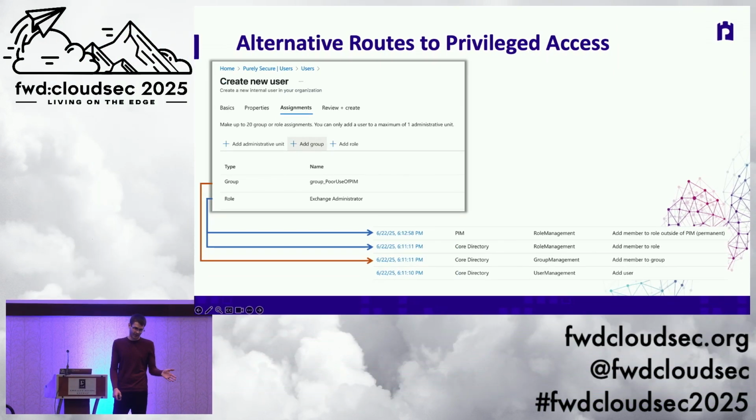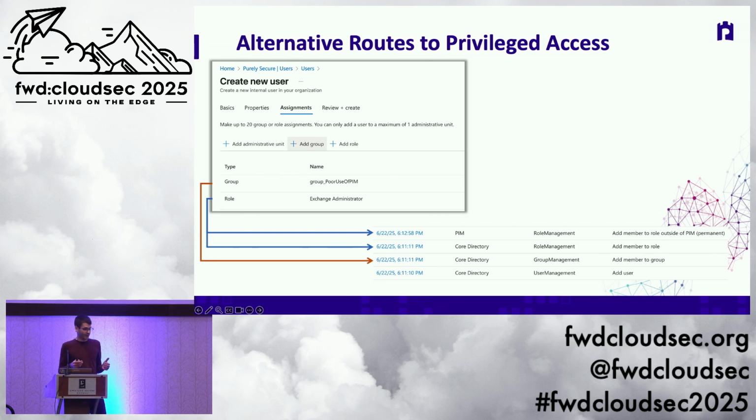I can go in, I can create a new user, sure, but I could also just go into groups the same way that you've always gone into groups. And I can just go to members, or I can go to owners. I can add a member, and I can add an owner. And what you're going to see logged is add member to role. Or sorry, add member to group, or add owner to group. And so Microsoft just didn't log the fact that PIM could see this at all.